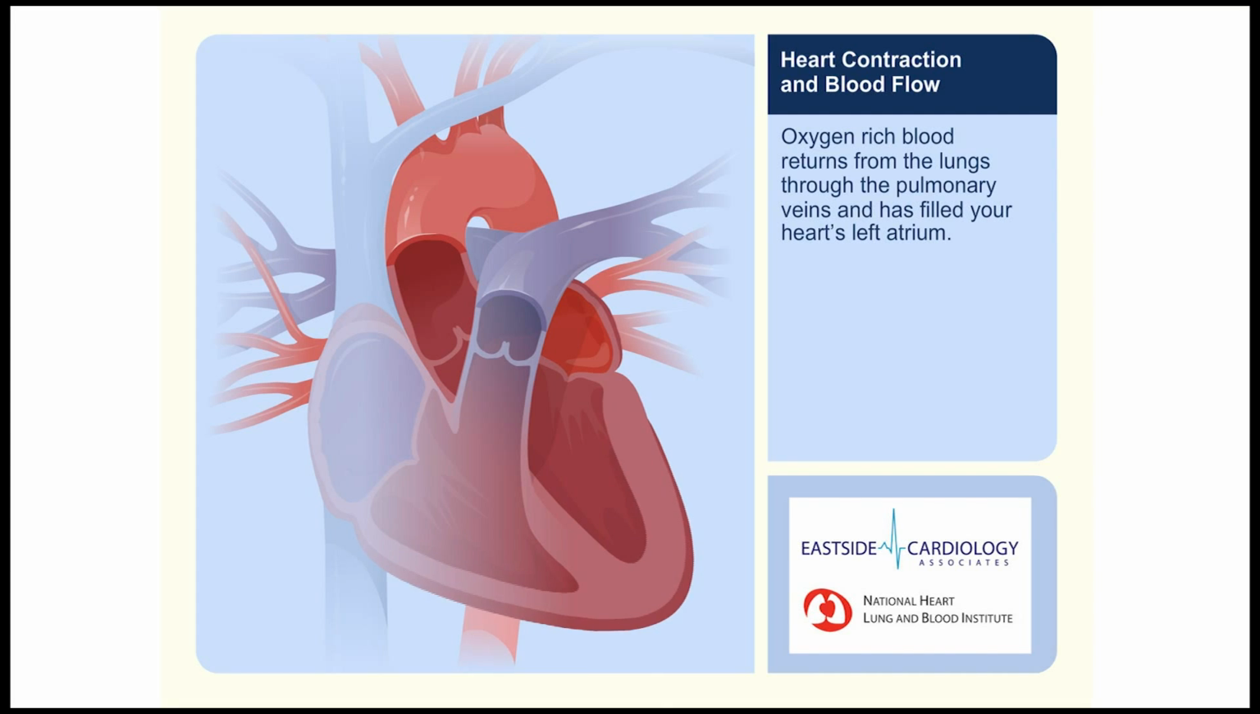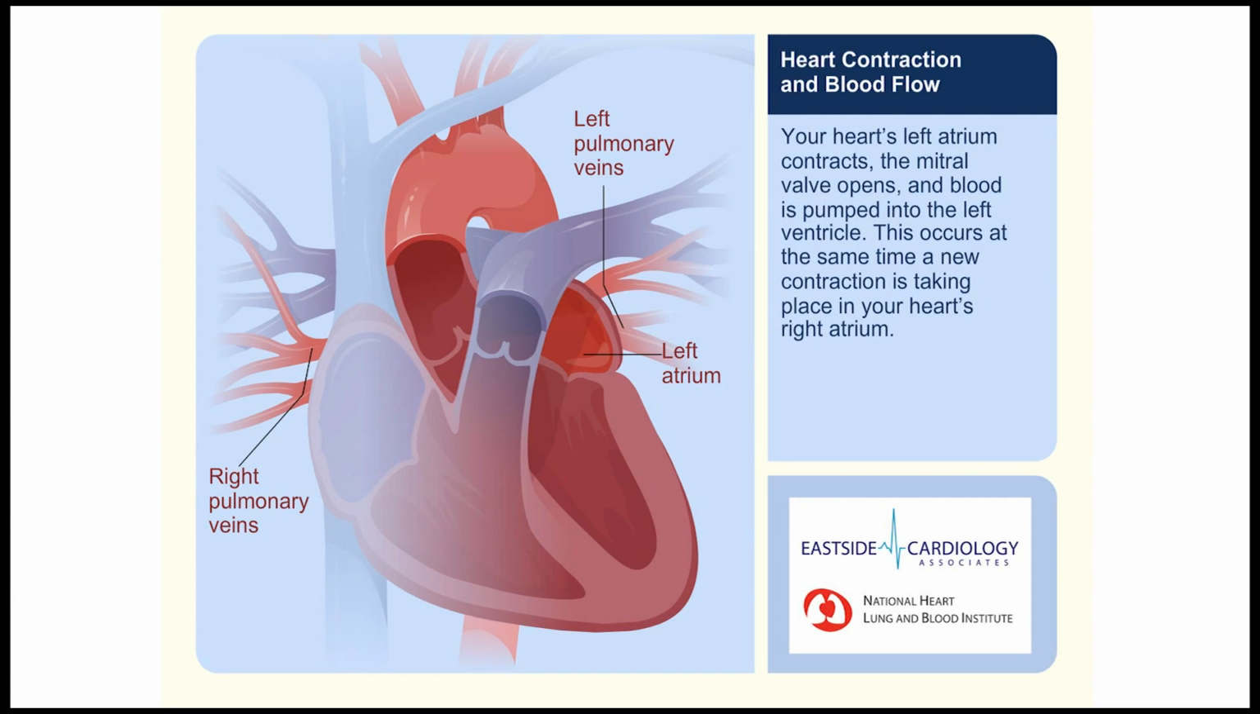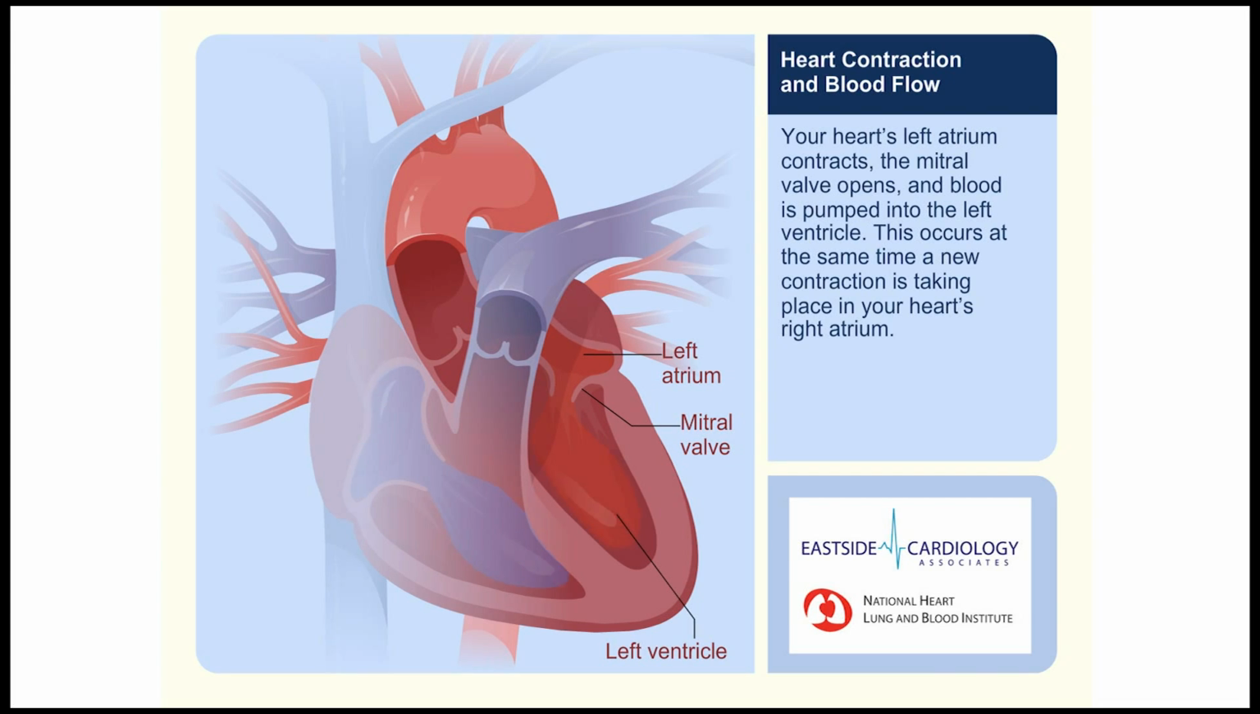Oxygen-rich blood returns from the lungs through the pulmonary veins and has filled your heart's left atrium. Your heart's left atrium contracts. The mitral valve opens and blood is pumped into the left ventricle. This occurs at the same time a new contraction is taking place in your heart's right atrium.